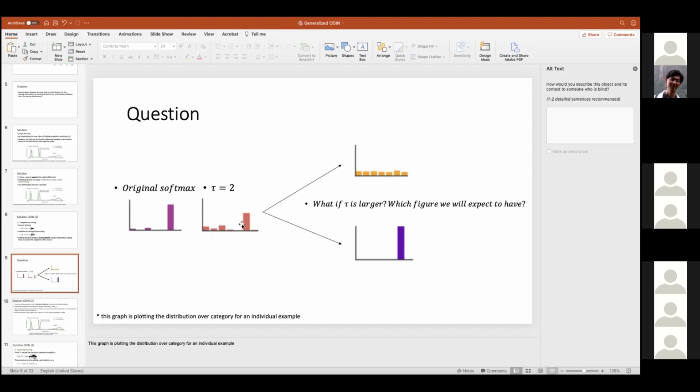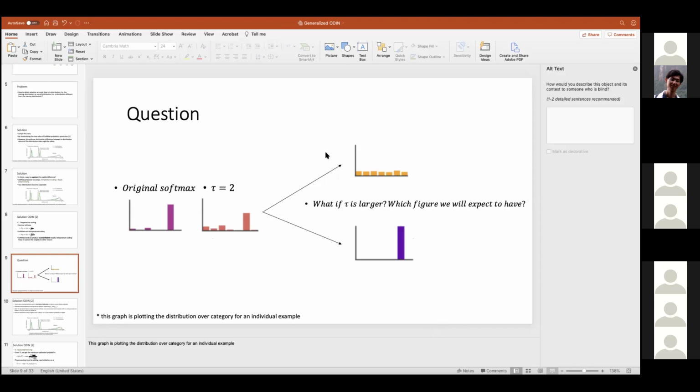Here I want to ask a question. What if we increase the temperature, then which figure do we expect to have? It's a very good question. Or this figure? Yeah, Ruofan, you can pick an arbitrary student from the audience.